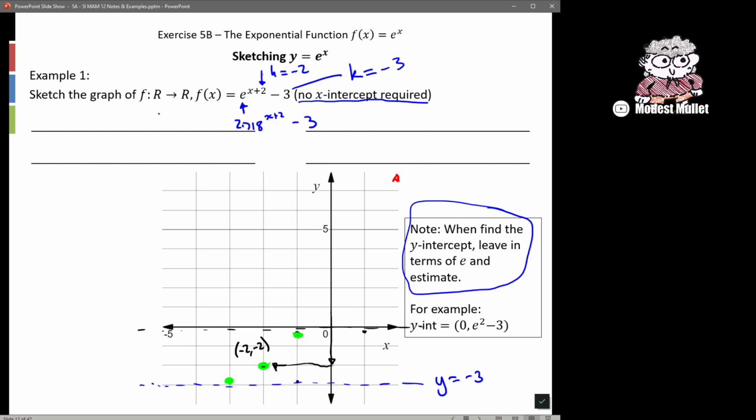And as we have the hint here, leave it in terms of e and have just a rough idea where it is. So if we're finding our y-intercept, because we are required to find it in this problem, we let x equal 0 as usual. So we get y is equal to e to the 0 plus 2 minus 3. So we get e squared minus 3. Again, don't worry about thinking e, what is it?